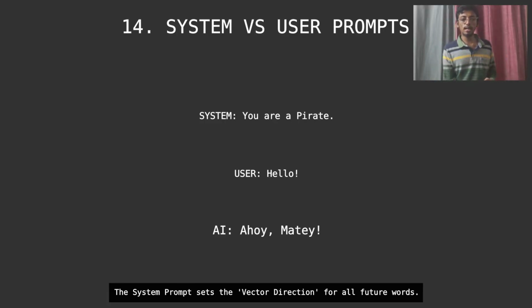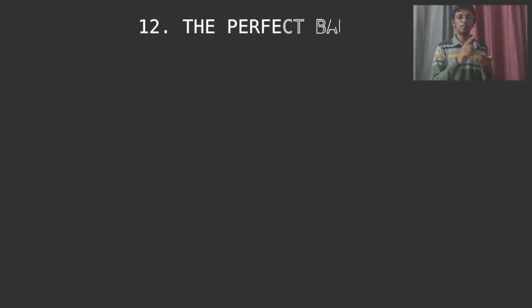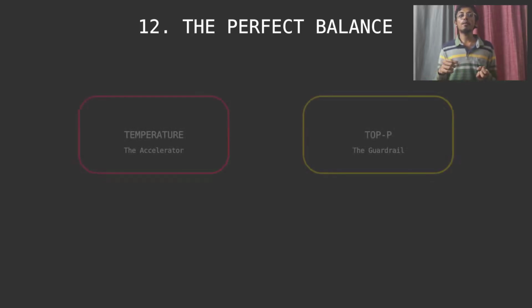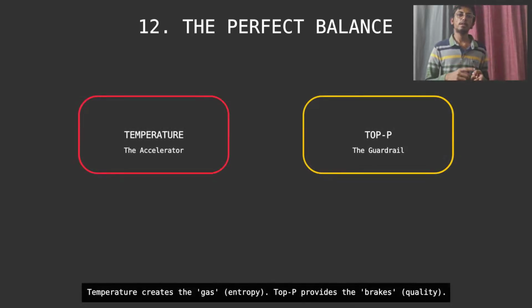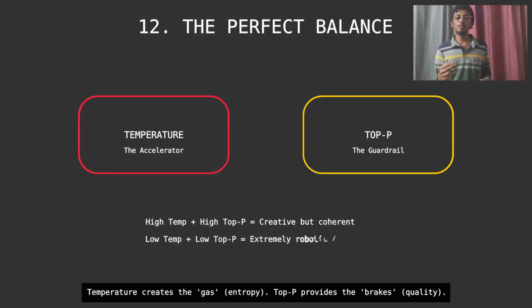If you want a specific style, don't ask for it in every message. Set it once in the system prompt and let the math do the heavy lifting for the rest of the session. Now you saw what temperature is, what top P is, what the system prompt is, and the difference between it and the user prompt, which is the regular query. And now we want to see how to really use them properly. Mastering AI is all about the synergy between these things.